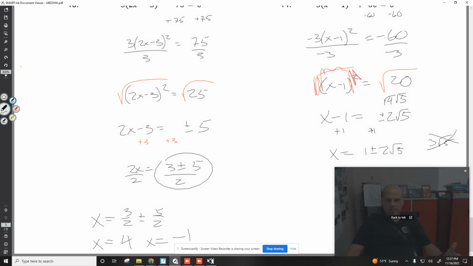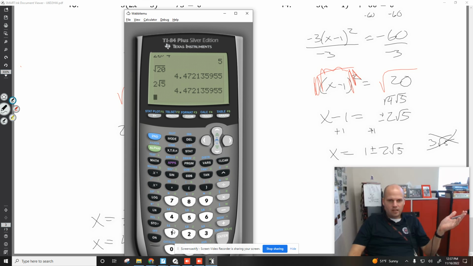It's not correct. Ways to check, like 1 plus 2 root 5 is not 3 root 5. So 3 root 5 is wrong. Your answer is just 1 plus 2 root 5. It's going to be tricky for a lot of you to be okay with putting down, but it's right. And then 1 minus 2 root 5.